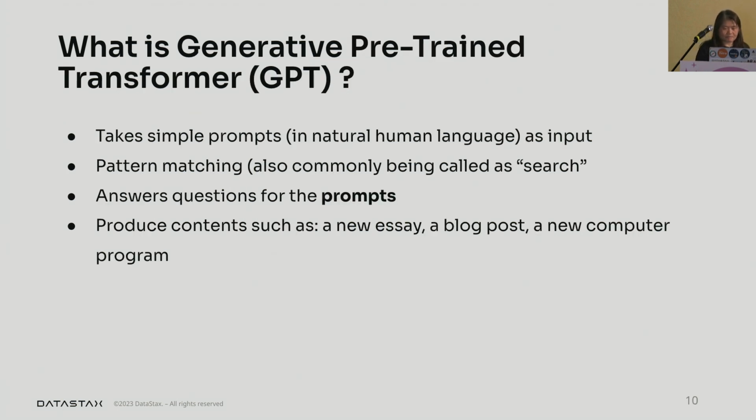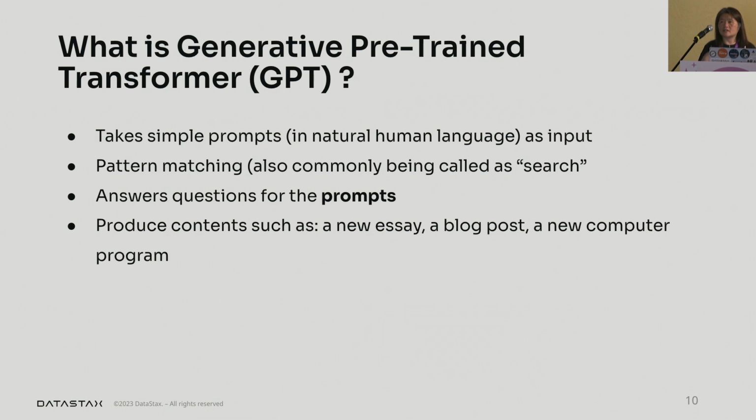So let's take a look then into GPT, Generative Pre-trained Transformer. Essentially, that's the mechanism to make it happen. GPT will take simple prompts in human language, and that's the difference: now we can give inputs like we talk to one another. No longer is it restricted the way programming is, where there are certain rules you need to follow. If you don't follow them, it won't give you the results.